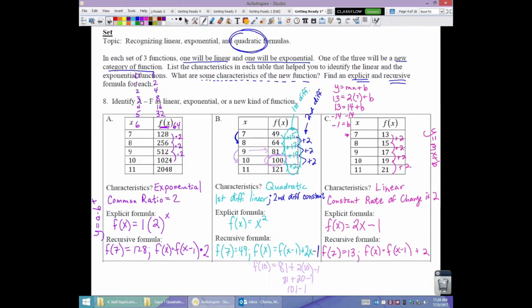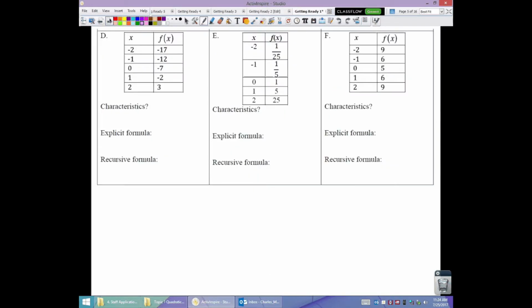All right, and we will practice that a bunch, but I realize it's a little difficult the first time you see it. All right, we have another row of 3 functions, one of each kind. So do you notice the linear and exponential as soon as you look at them? Well, let's see. From negative 17 to negative 12 goes up 5. Negative 12 to negative 7 is up 5. So this one is our linear because it has a constant rate of change.